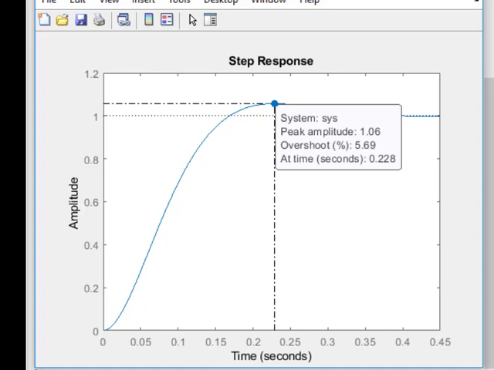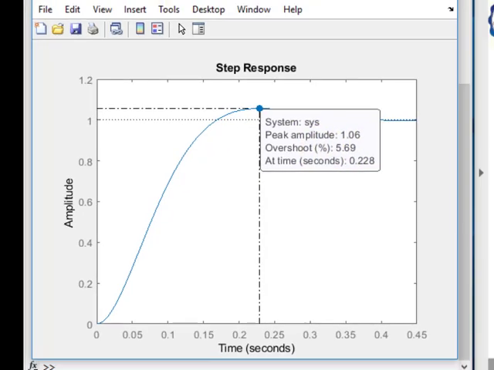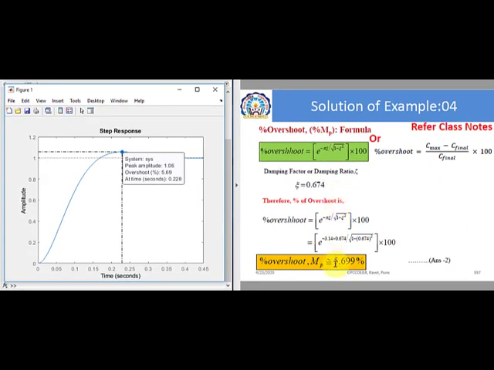And the second formula: by knowing the Cmax, the peak amplitude from the x-axis, and C final, the final value where the system is going to settle down. In this case Cmax is the peak value and C final is 1. So by knowing these values, you will get the same percentage of overshoot. Using MATLAB we got a percentage of overshoot of 5.69, and what we have calculated is approximately the same, 5.699. So the percentage of overshoot is approximately the same.